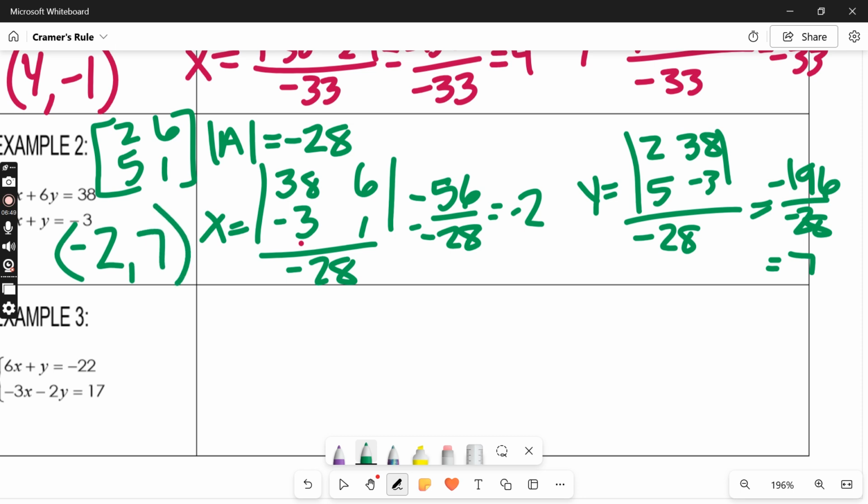All right, so this would be a good place for you to pause it and try number 3. When you finish number 3, you should get negative 3, negative 4.